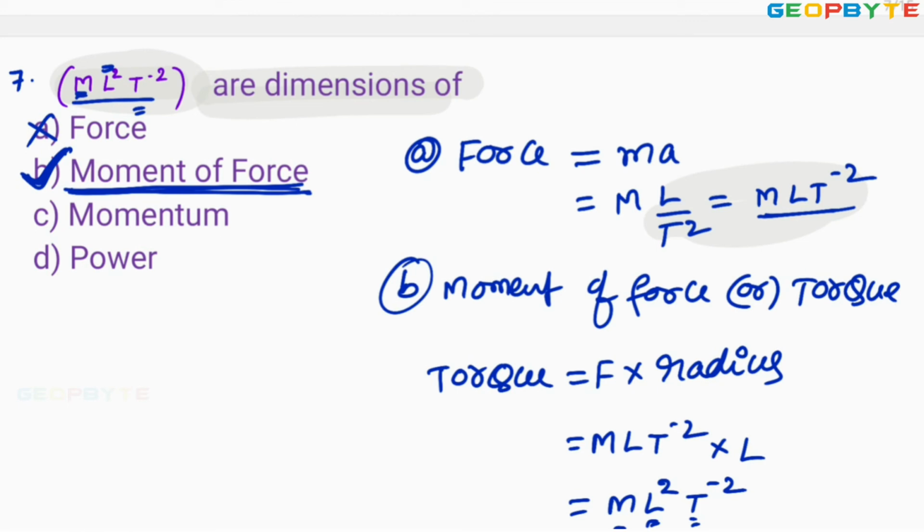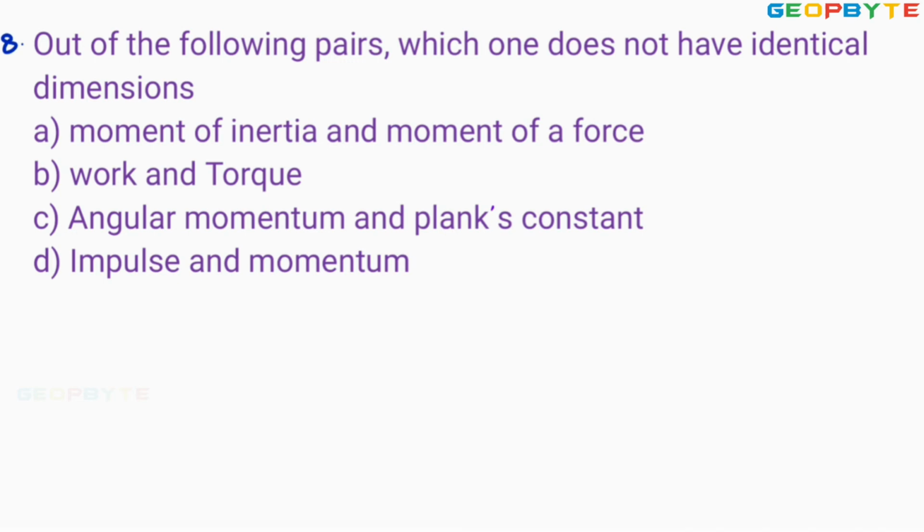This is also an important problem. Let me make it a 5-star problem. 5-star problem means the most expected problem. I hope you got my point. Let us go for the next problem. Look at the 8th problem. Out of the following pairs, which one does not have identical dimensions? Look at the very first option, moment of inertia and moment of force.